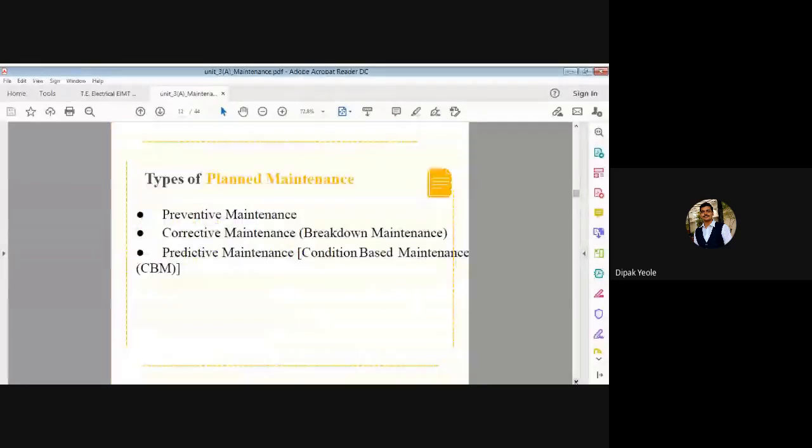Now, the types of plant maintenance we have already discussed: preventive maintenance and corrective maintenance. Corrective maintenance is also called breakdown maintenance, that you remember. And predictive maintenance is called condition based maintenance, CBM. So that we have already discussed. Now we'll go ahead.